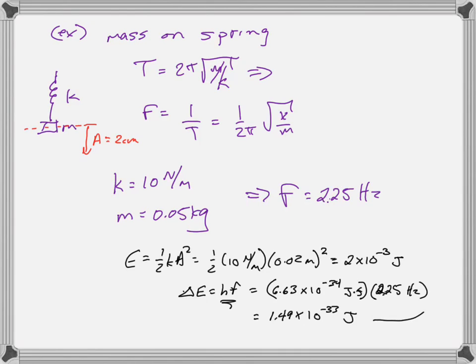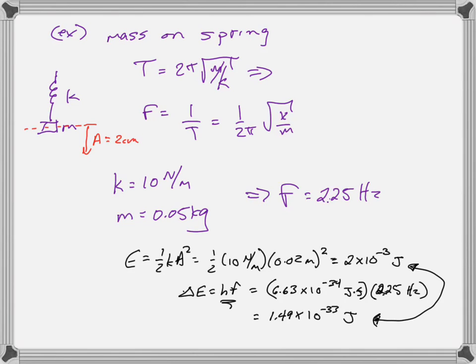So now let's just compare these two numbers, right? If the total energy of the mass on the spring is 2 times 10 to the minus 3 joules, and the smallest that it can change by is 10 to the minus 33 joules, 10 to the 30th smaller, that's so much smaller, that's infinitesimally small. You couldn't tell the difference, right?